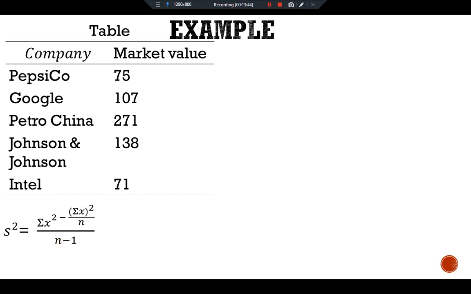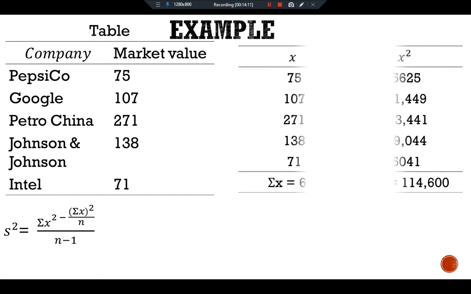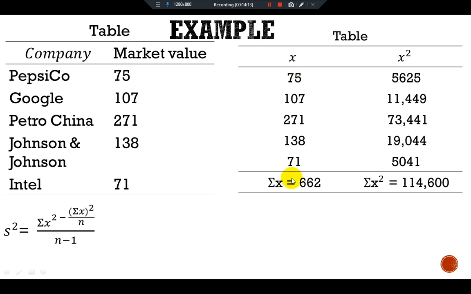So first we have to calculate summation x. Actually this is our first part. We have to calculate summation x, and then we have to calculate summation x square, and then put the values of these terms into the formula, and then divide by n minus 1, and we get the variance of this sample data.